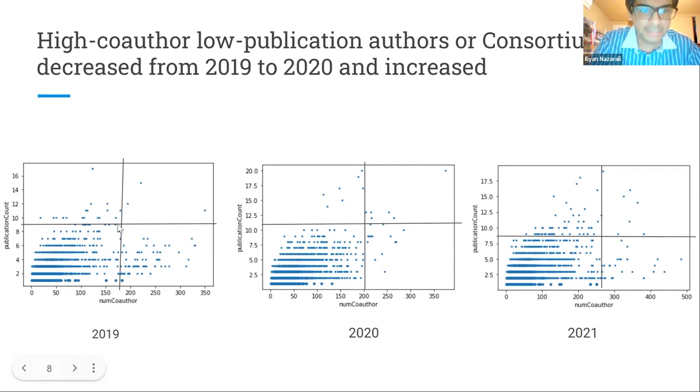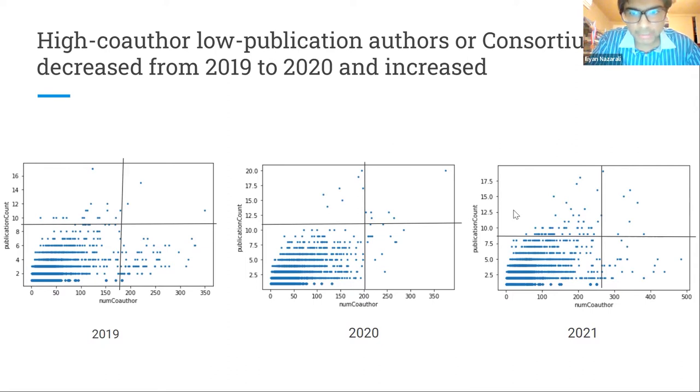The dots represent the individual authors. So I was able to track how consortiums were impacted by COVID-19, because the characteristics of consortiums are that they have a high number of co-authors and a low number of publications. So consortiums are typically found in the fourth quadrant of this graph. As you can see, in 2019 many authors were working in consortiums, but when we go to 2020, we see few dots in quadrant four, indicating consortiums were impacted by COVID-19.